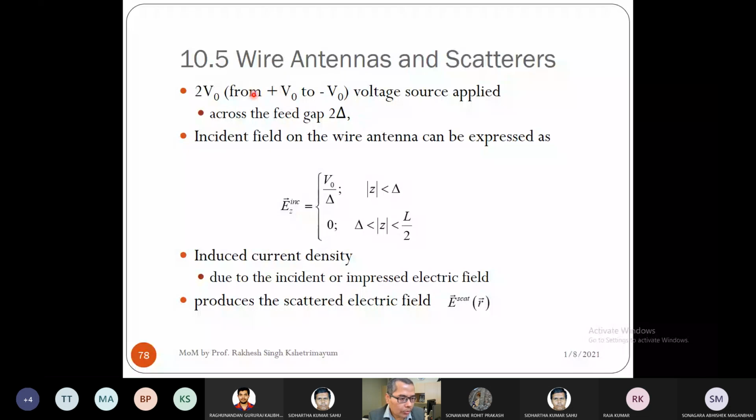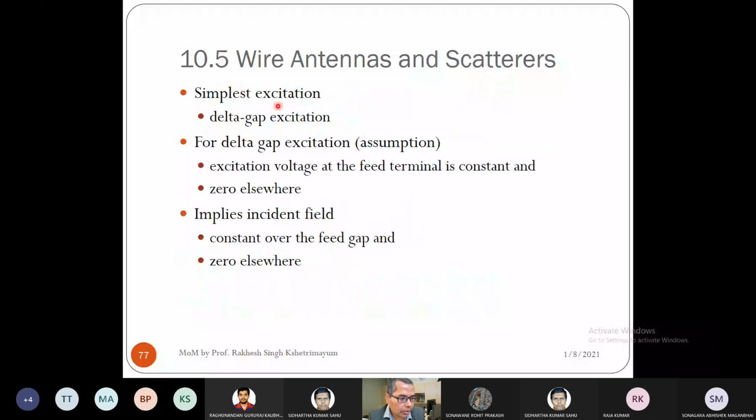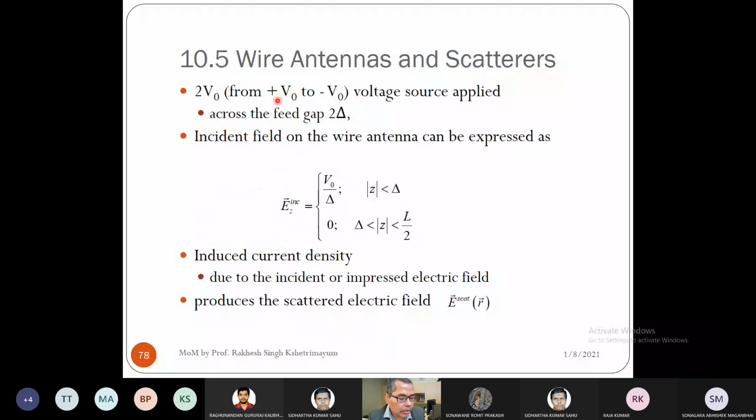In the upper arm, you are giving a voltage of, let's say, V0 plus, and V0 minus in the lower one. So how much is the voltage difference? The voltage difference is 2V naught. How much is the distance? The distance is 2 delta. So if I want to find the electric field, I assume that the electric field is uniform in that gap, in the feed gap.